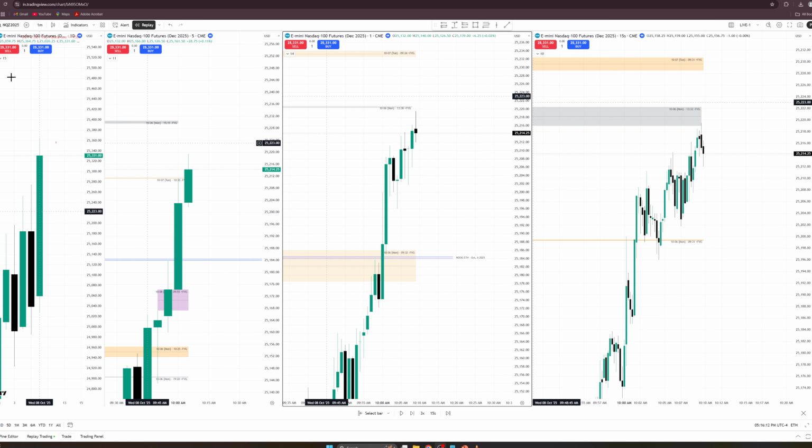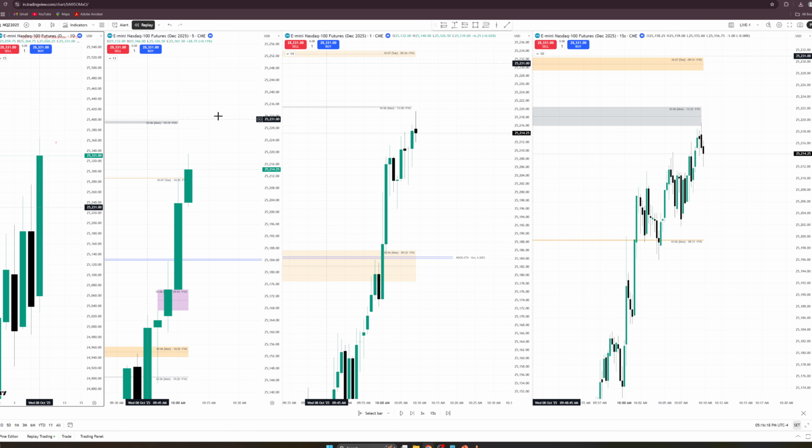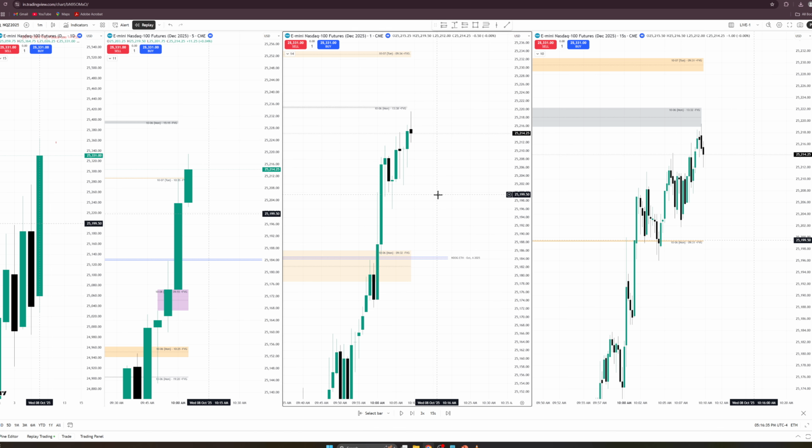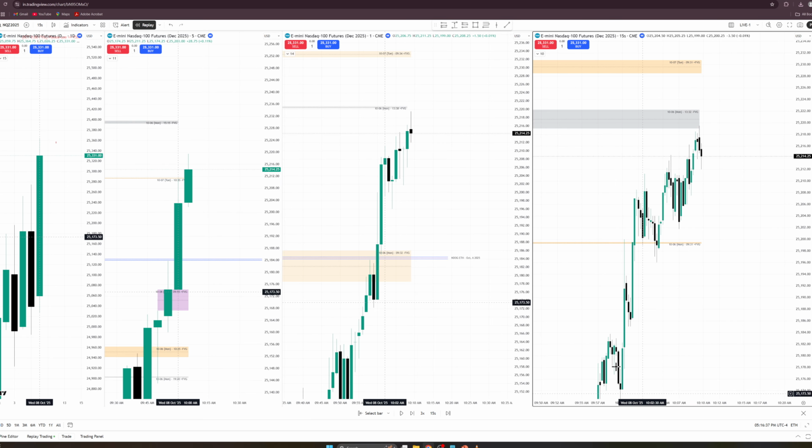To begin with, let me establish the context here. This is the daily chart, this is the 5 minute chart, this is the 1 minute chart, and this is the 15-second chart. I'm going in TradingView replay mode. I'm going to Wednesday 8th October. The trade was taken at this time. So I'm just going to replay this.